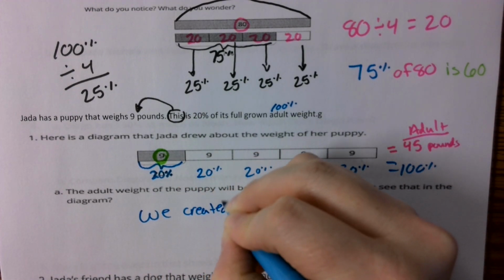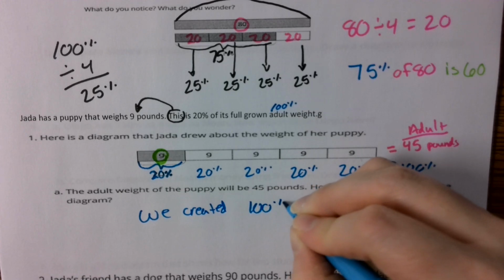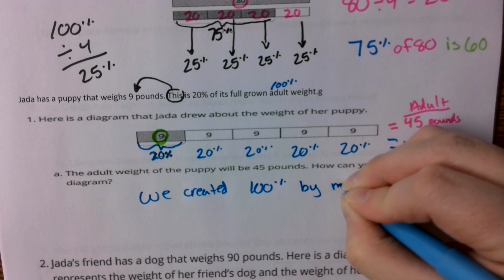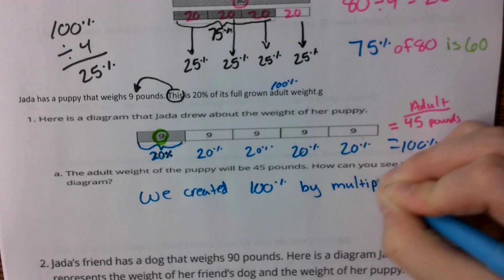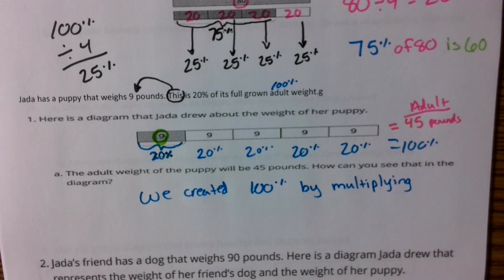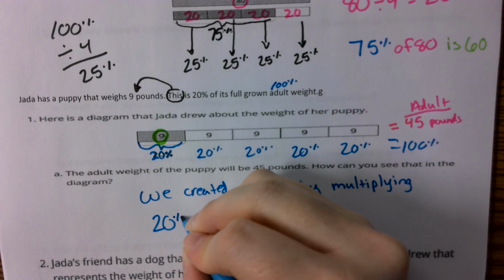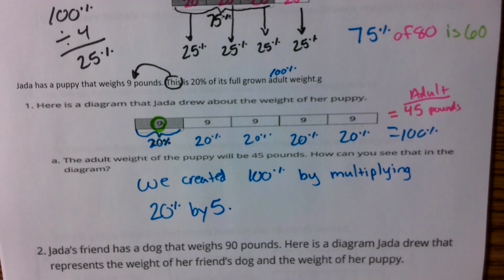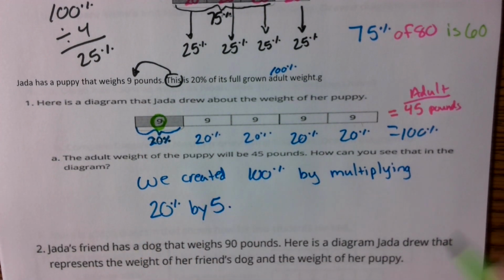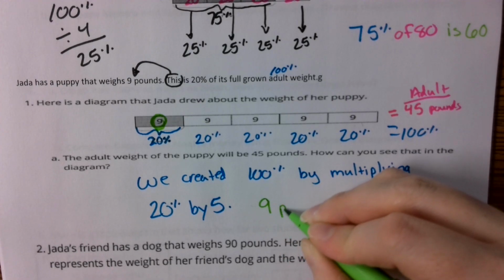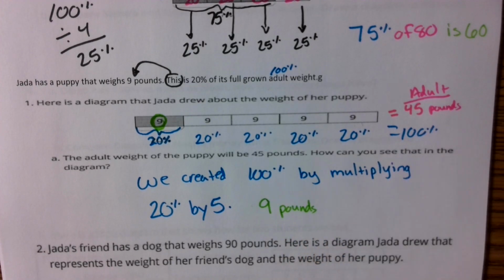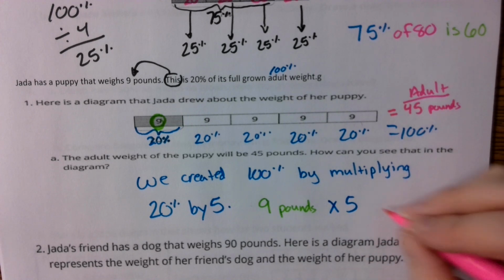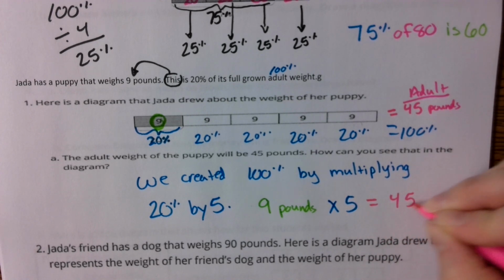And I'm writing kind of fast, which means I'm writing sloppy, and I apologize. So we created 100% by multiplying 20% by 5. And in doing so, because we multiplied the percentage by 5, then that means we also have to take the 9 pounds, which was our part, and we're also going to multiply it by 5. And that gives us that adult weight of 45 pounds.